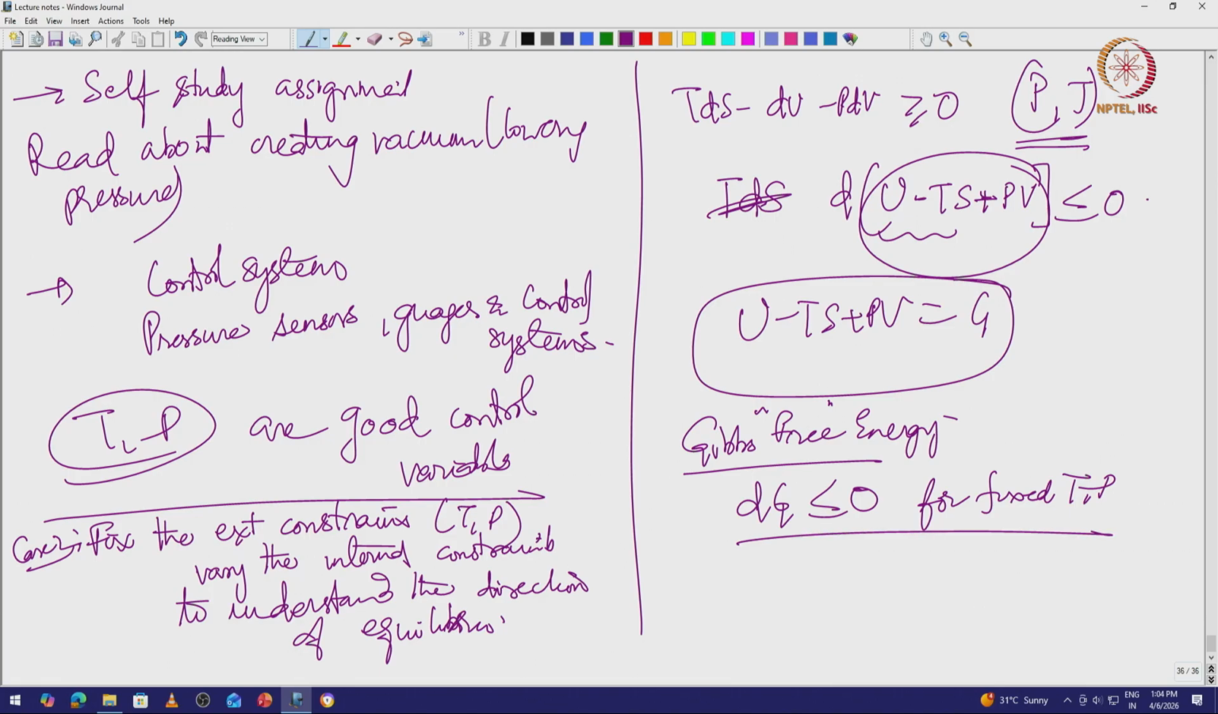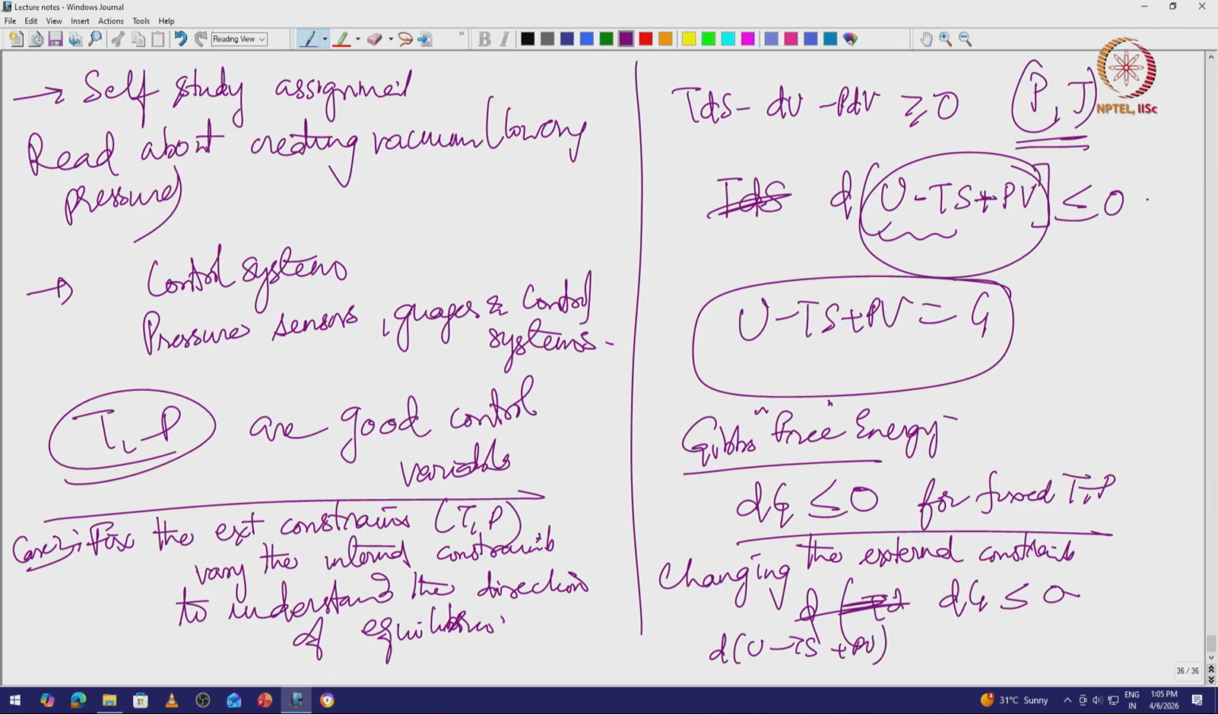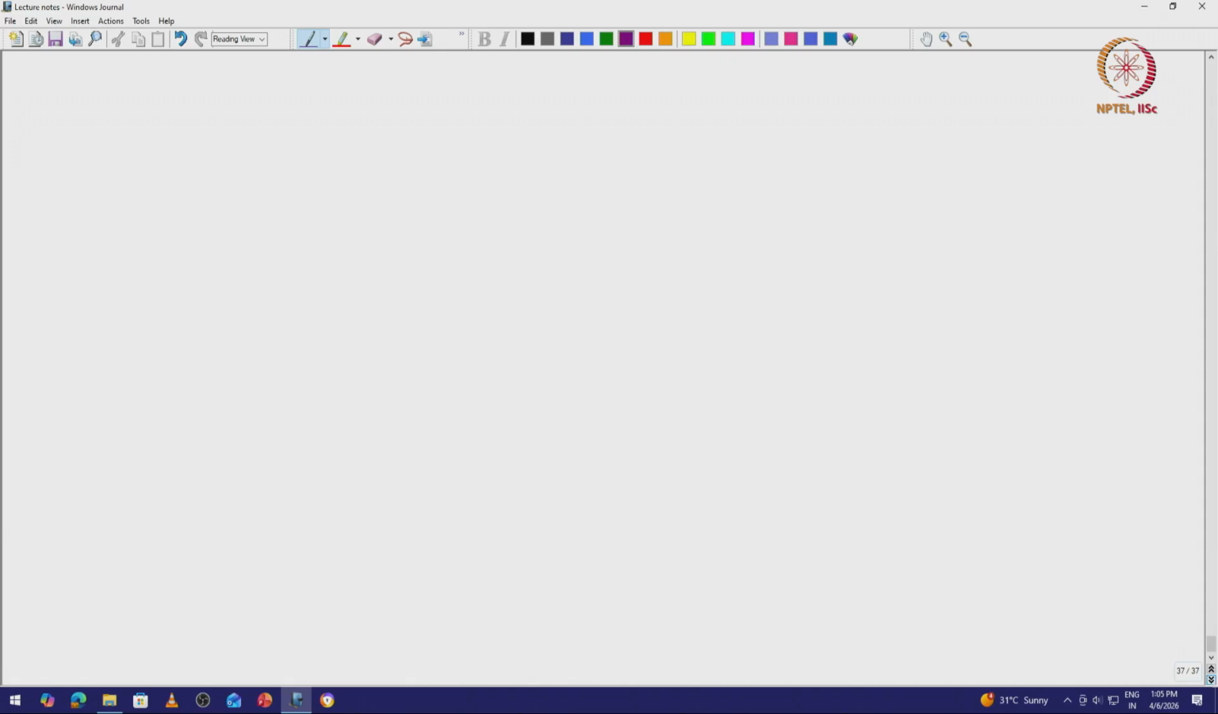Now, what about if I change the T and P, right? Changing the external constraints, the same exercise we did earlier. dG, that is dU minus TS plus PV, right, that is equal to, dU is what, TdS minus PdV, minus TdS minus SdT plus PdV plus VdP, that is less than or equal to 0, and that gives you dG is equal to minus SdT plus VdP.